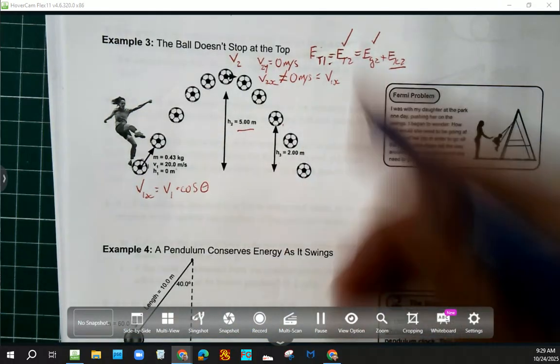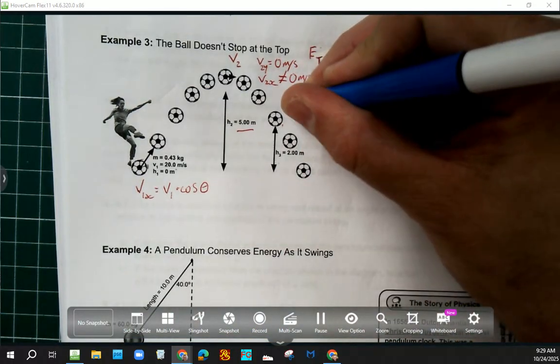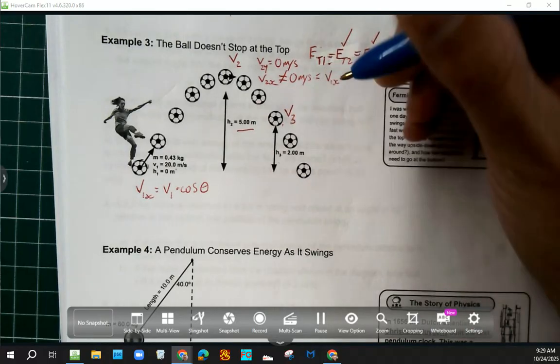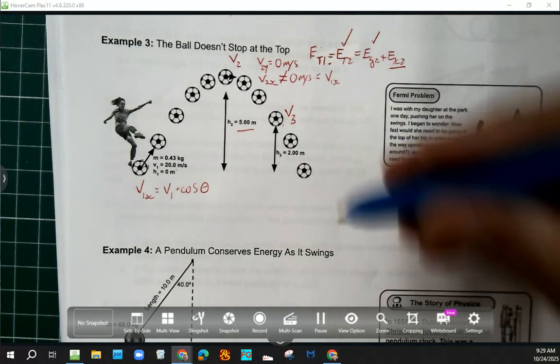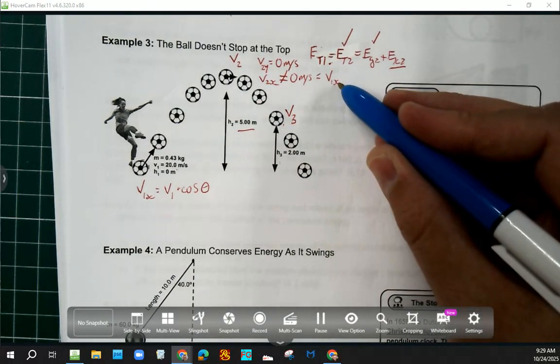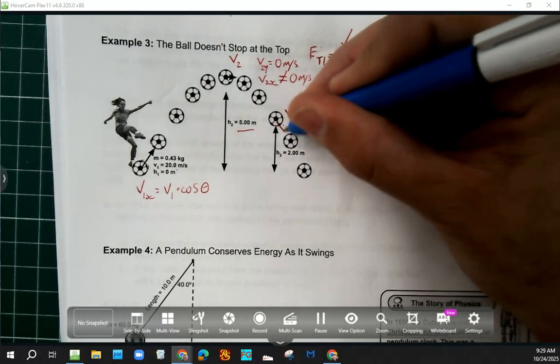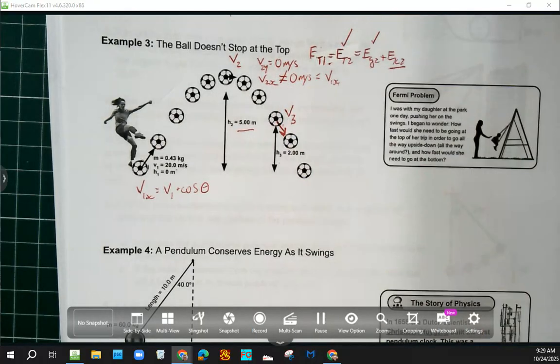And then when I get to this point here, if I wanted to find V3, I could use the exact same logic. The only thing is, whatever V value I get isn't V1x anymore. It's just the instantaneous tangential speed to the parabola as it gets to that point on the curve.